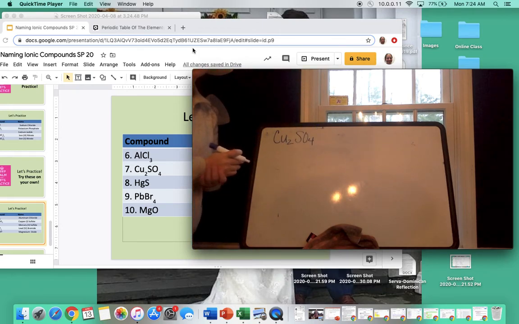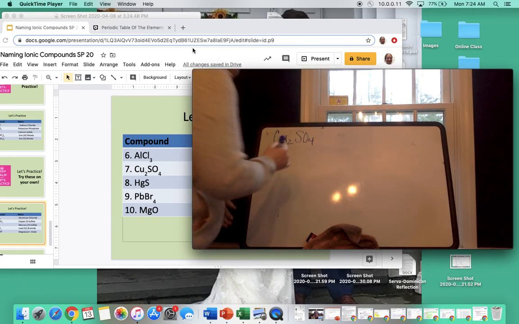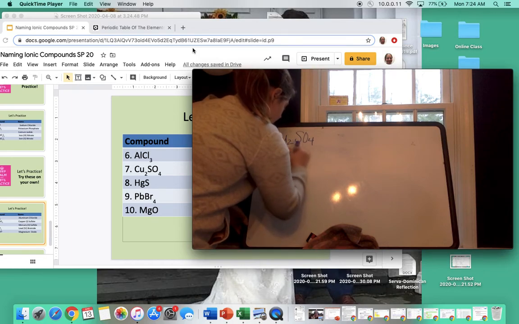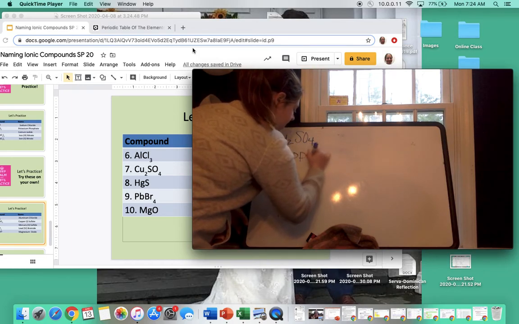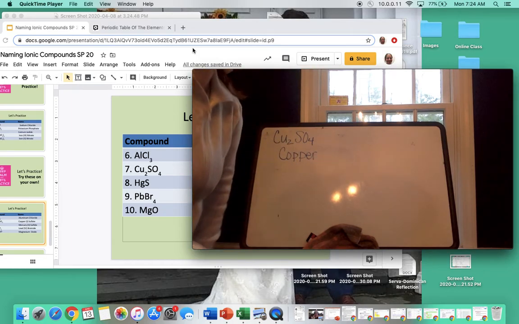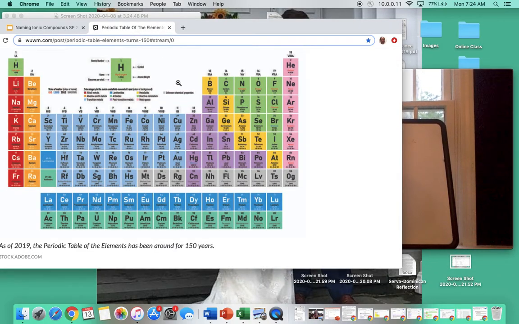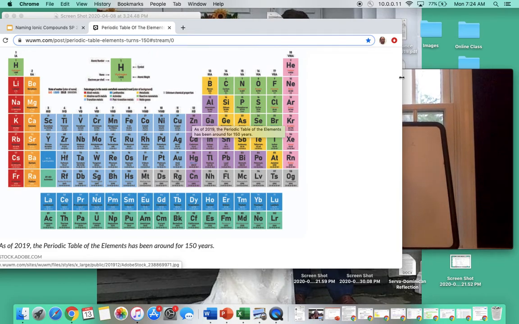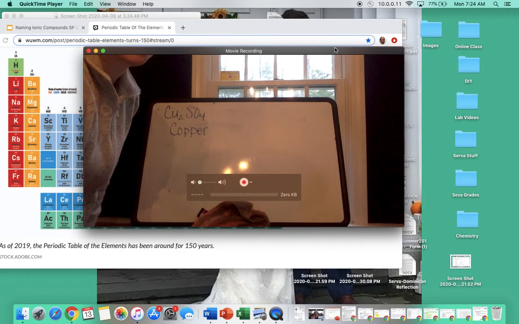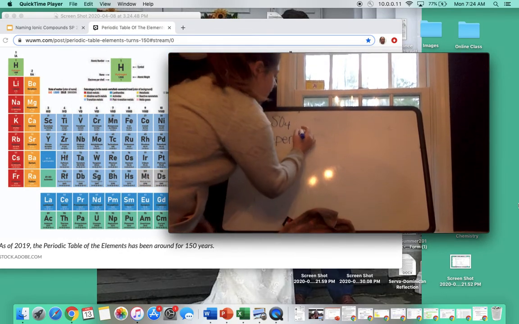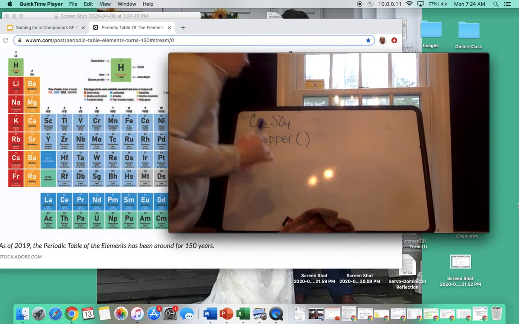All right, so let's look at Cu. We know that Cu is copper. Copper is a transition metal because it is in groups 3 through 12, so we know it needs Roman numerals. Okay. Since it gets the Roman numerals, it has to have parentheses.